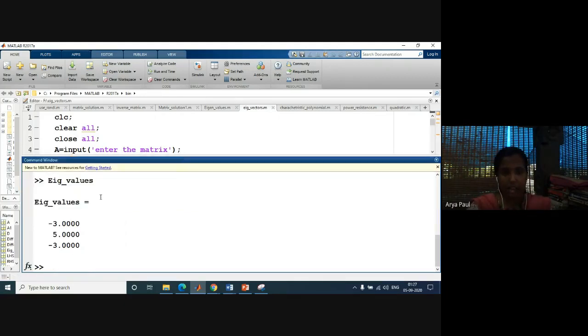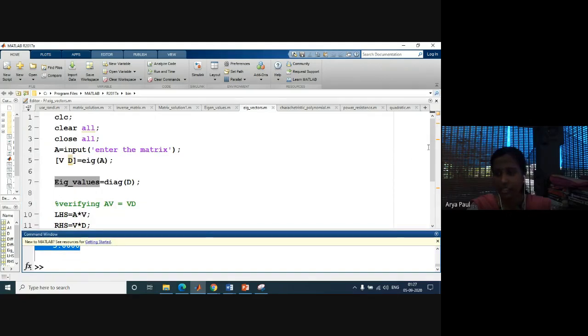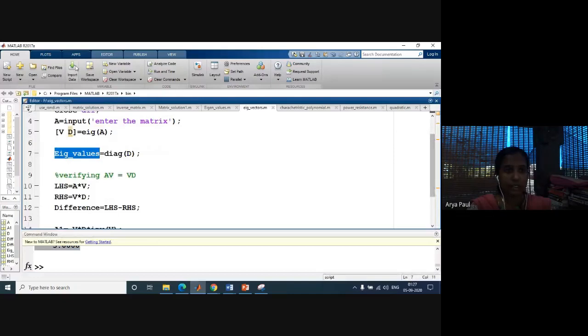See, here it has extracted the diagonal values. What are the diagonal values? Minus 3, 5 and minus 3, as a column vector. These are the eigenvalues, minus 3, 5 and minus 3. I hope this is clear. Now I will increase the font size.